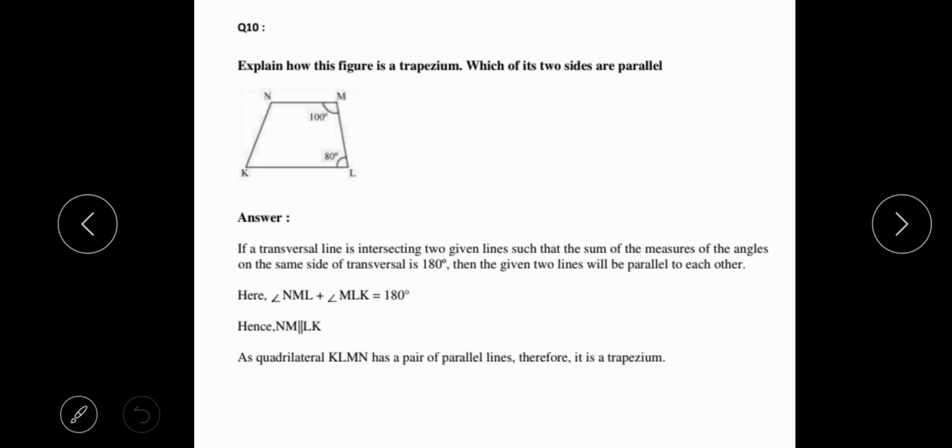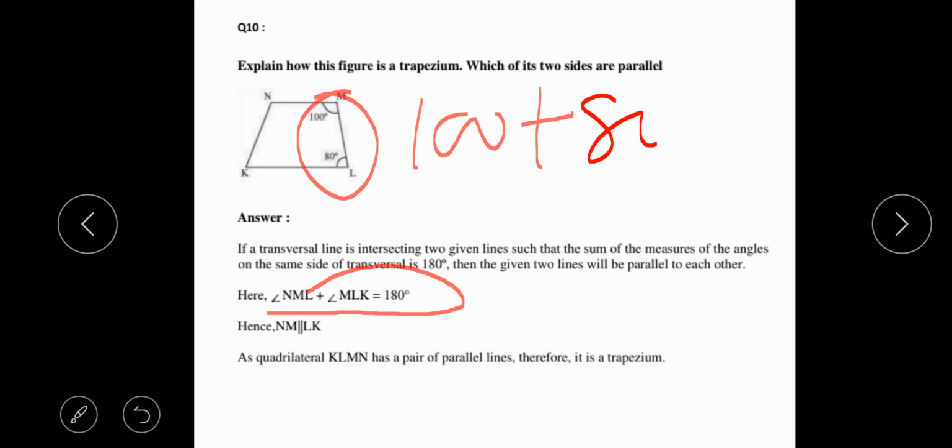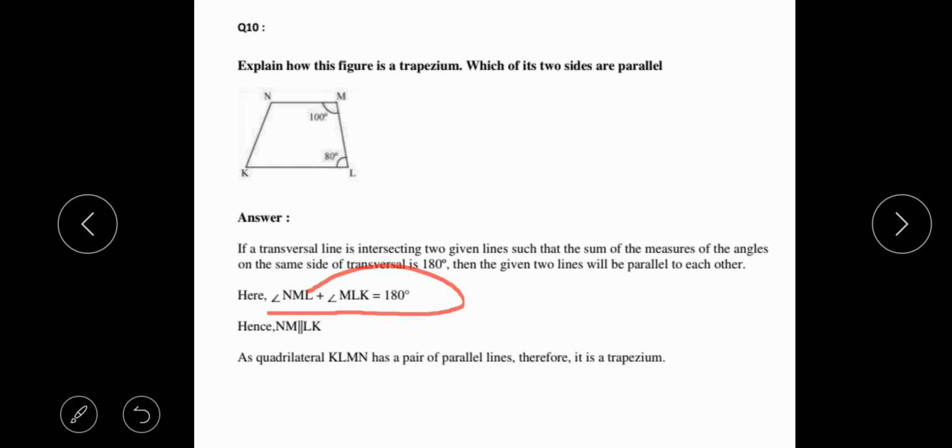Here this is equal to 180 degrees, because 100 plus 80 is equal to 180 degrees. So angles on the same side are equal to 180 degrees. It means this side is parallel to this side, therefore NM is parallel to LK. Thus quadrilateral KLMN has a pair of parallel lines, therefore it is a trapezium.